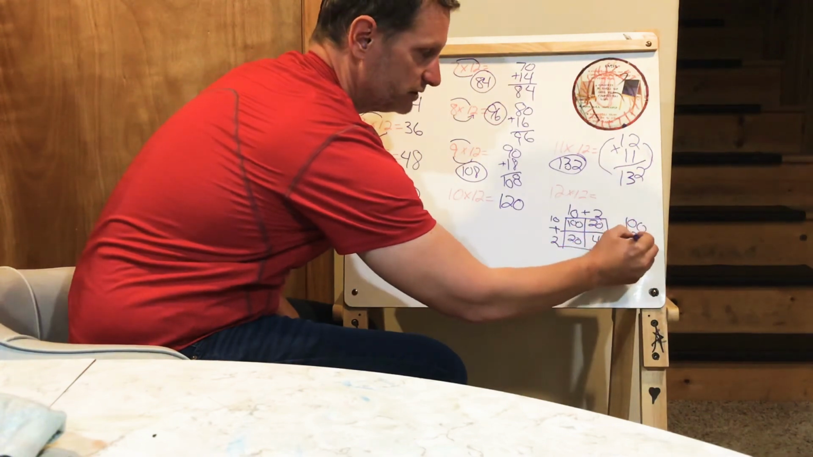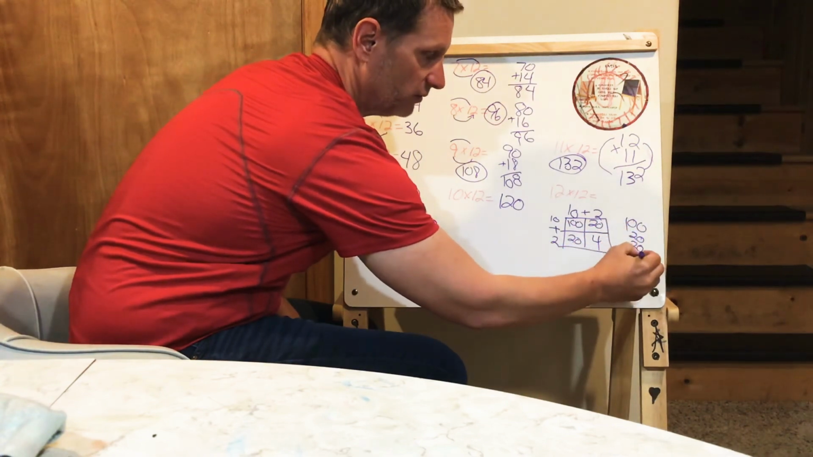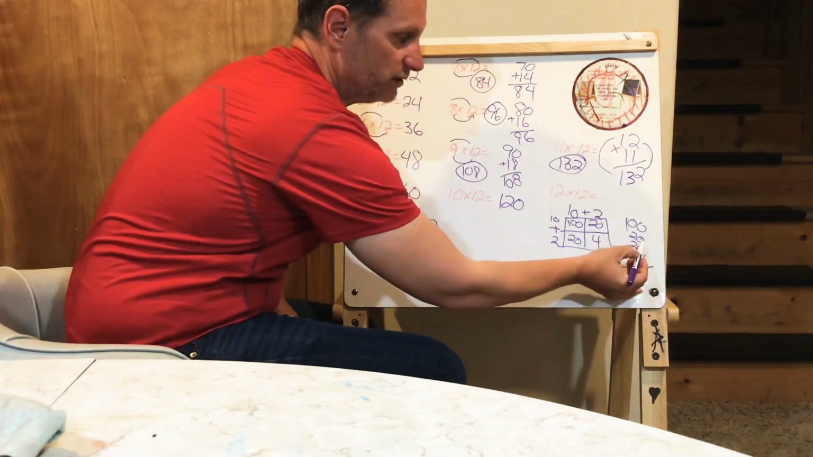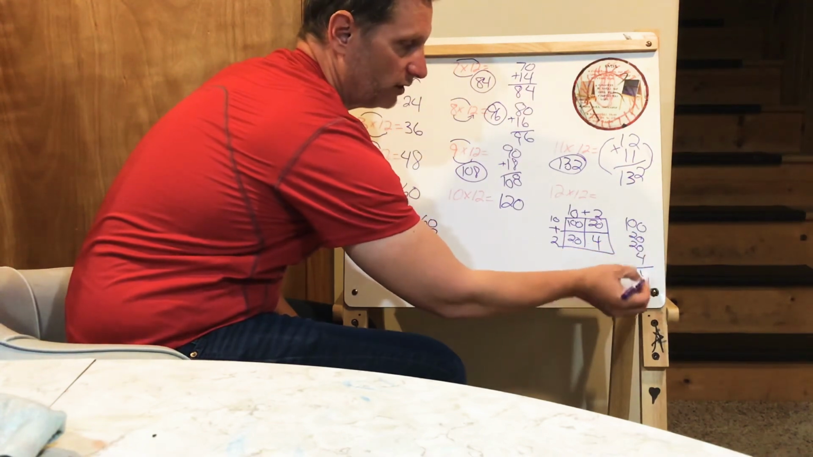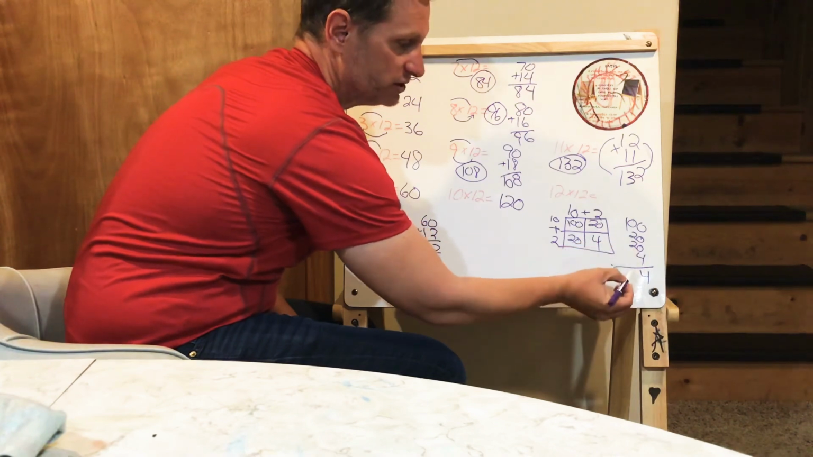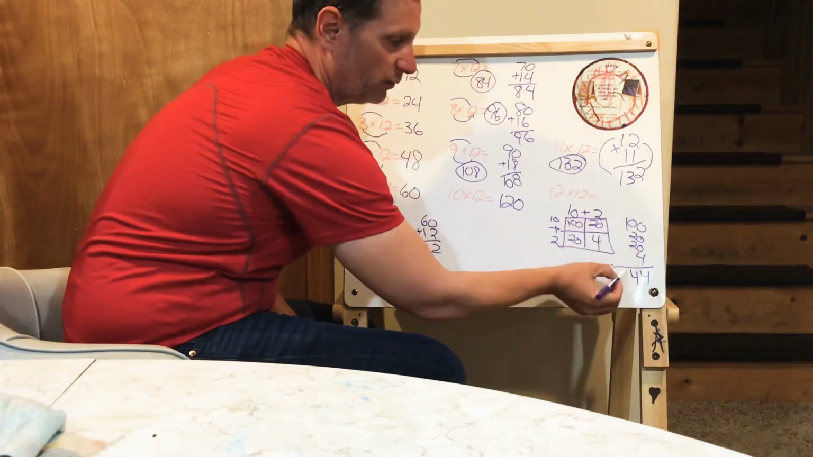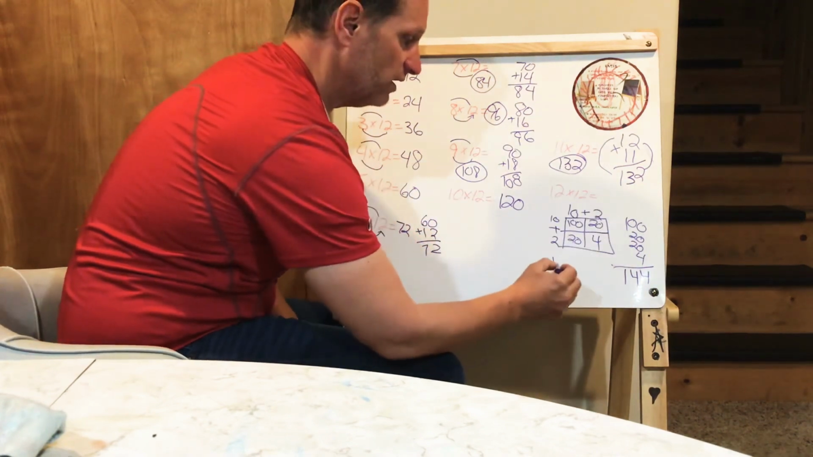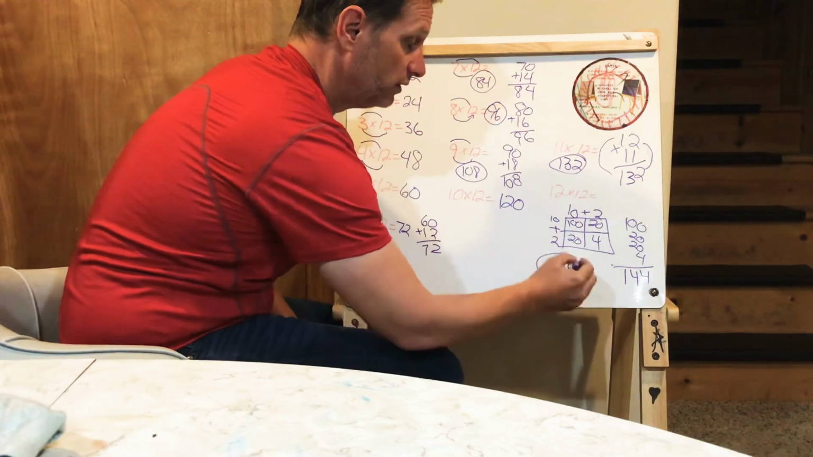Add up your 4 numbers. 100 plus 20 plus 20 plus 4. 0 plus 0 plus 0, 0 plus 4 is a 4. 0 plus 2 is 2. 2 plus 2 is also 4. Carry your 1 down. 12 times 12 is 144.